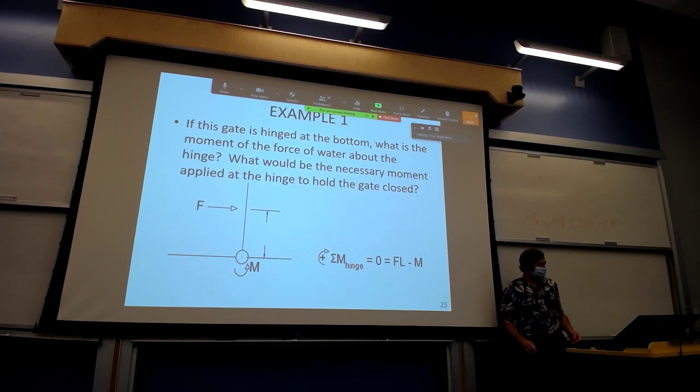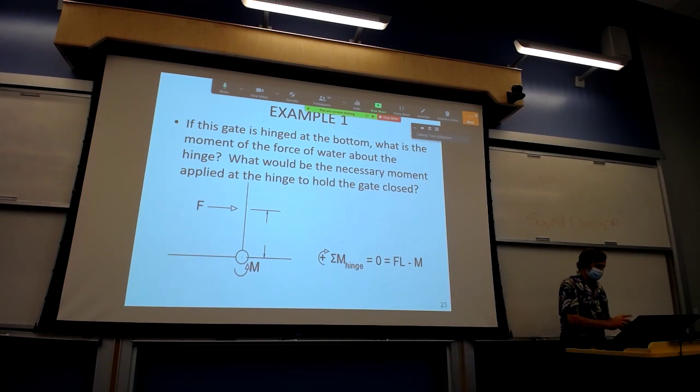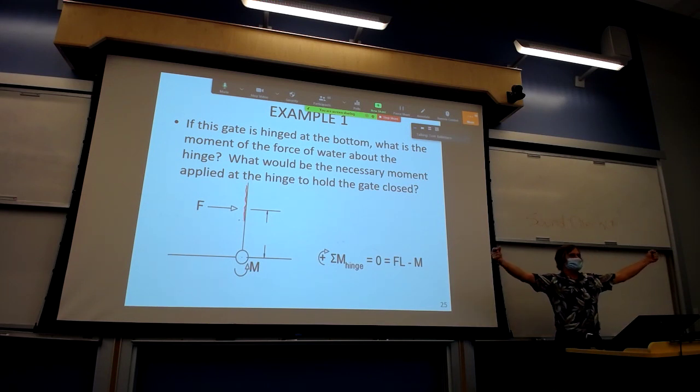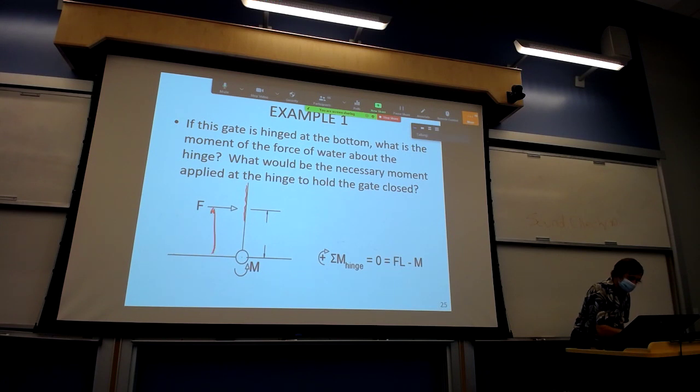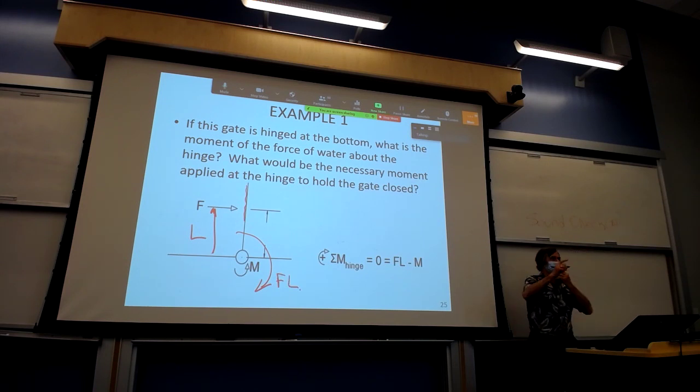Right? So here you have the gate. You're looking at the edge of the gate. And instead of having rails on either side to hold it in place, this force times the moment arm, L, is creating a moment about the hinge. And if you don't counteract it with some restoring moment, then the gate just opens.